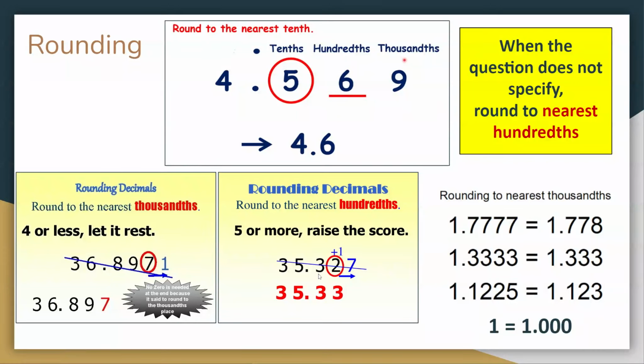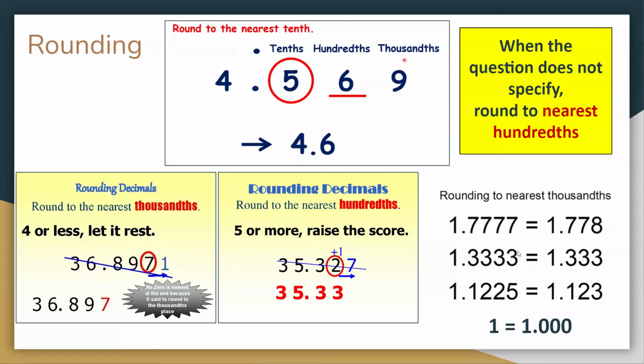However, if I had 35.327 and I wanted to round to the nearest hundredth, then I would just look at the hundredths position, which is this 2 right here. That's two numbers after the decimal. Instead of writing 35.32, I'm going to look to the right of the number 2 first, and I see that it's 7. Since 7 is 5 or more, I'm going to add +1 to the 2 and it should be 35.33. That's how I round.